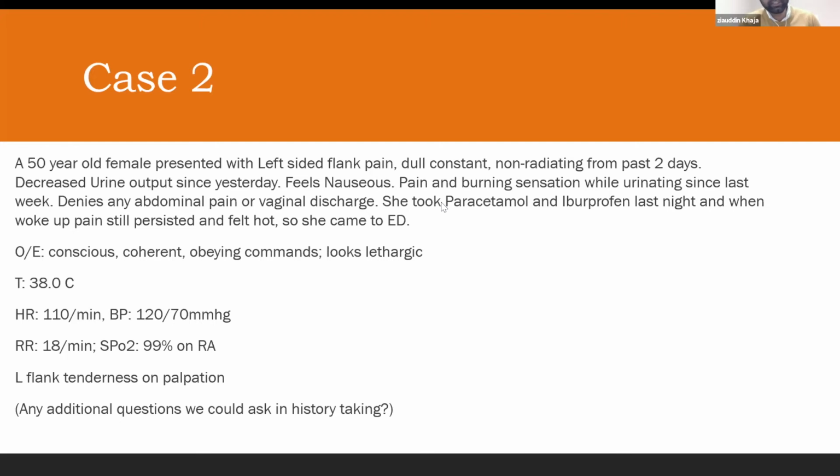So on examination, she's looking okay at the moment. She's conscious, coherent, and obeying commands, and just looks lethargic. Her temperature is 38 degrees Celsius. Heart rate is 110, blood pressure 120/70, respiratory rate of 18, maintaining SATs on room air. There is left flank tenderness on palpation.